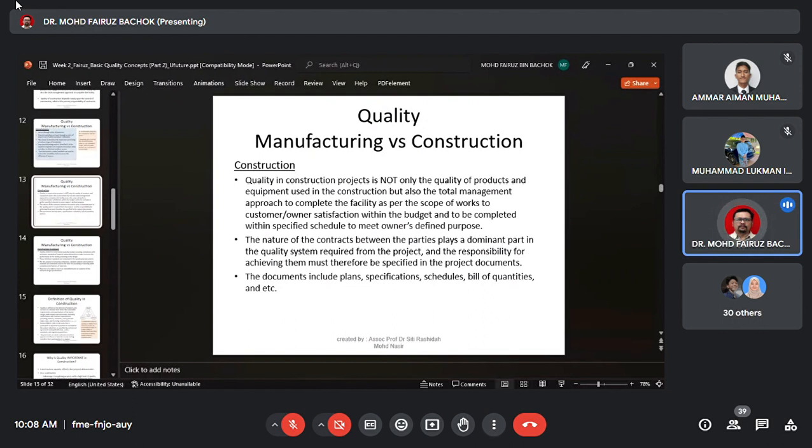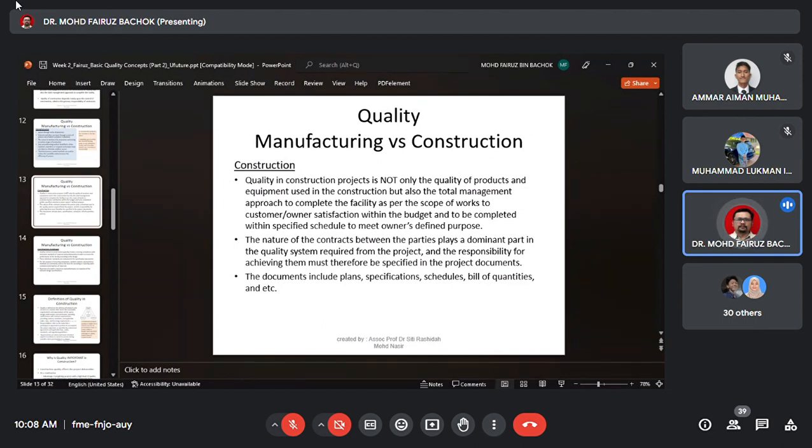Not only do you need to give attention to the quality of product and also equipment, well maintained equipment, but also you have to look at your customer or the owner, your client certification within the budget. So your limitation is the budget and also the schedule. So two things become limitation in the construction. Sorry, three things. The first one is owner certification, but also budget and also specified schedule.